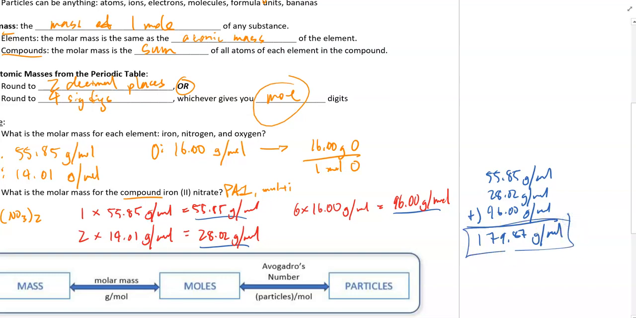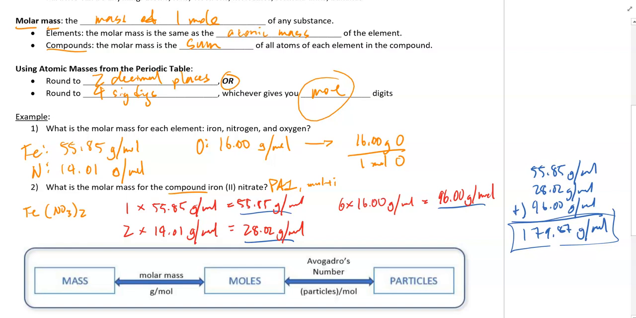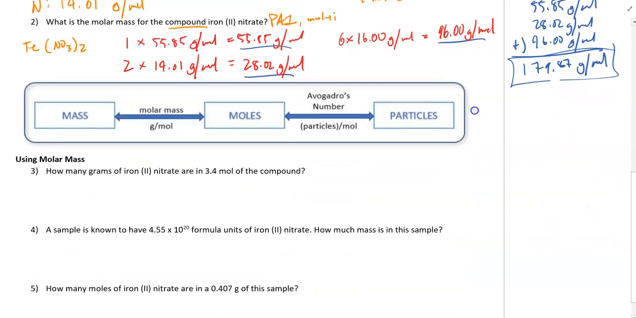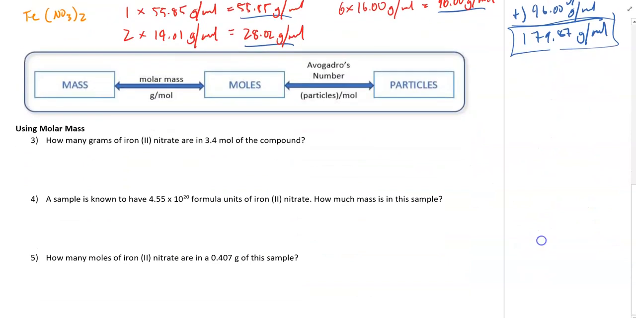Frankly, after a little while, I really don't need to see you guys write it out like this every time. If you have this question, what is the molar mass for the compound iron 2 nitrate, and all you write down is this answer, that will be perfectly acceptable because this is one of the things where I can trust that you can do that work. All right. Now we're going to put this in action. So that number is going to be useful here.